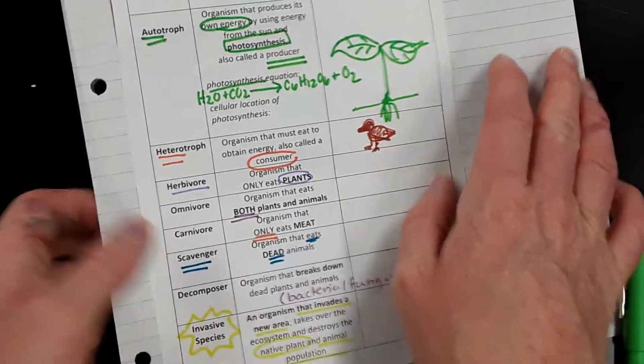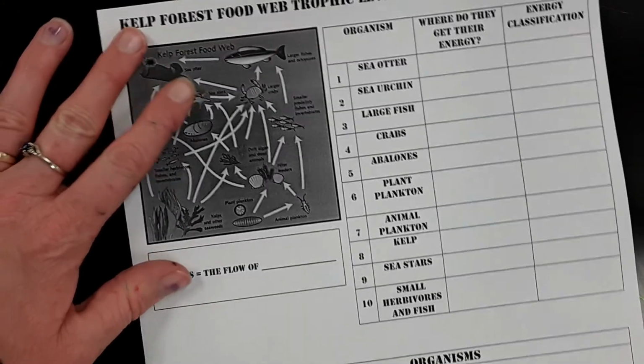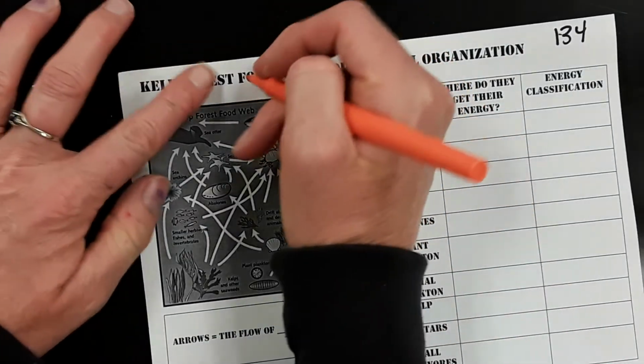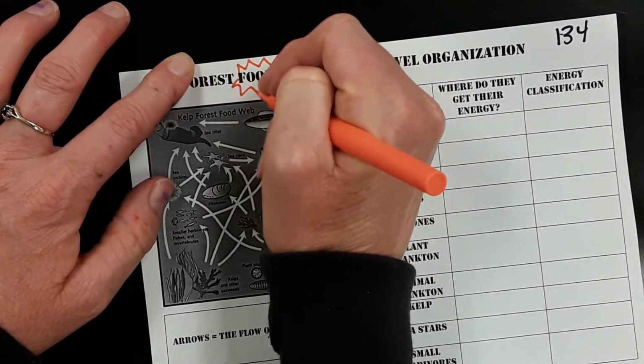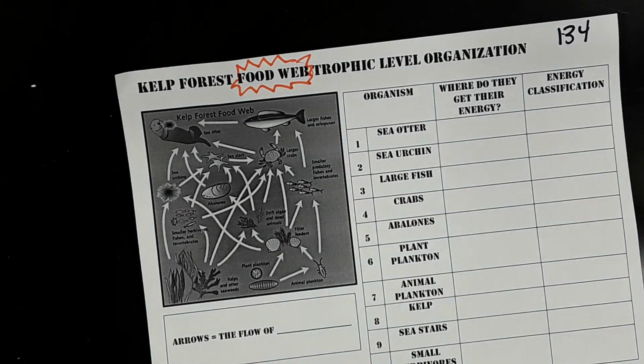And then on page 134, you guys are just going to look at what you know about ecosystems today as far as the food webs. So on page 134, you have this printout on food webs. This is going to go on your left side. And you're going to look at a food web in the kelp forest. Now, on the EOC, they are big fans of an aquatic ecosystem. So that's why we chose the kelp forest.